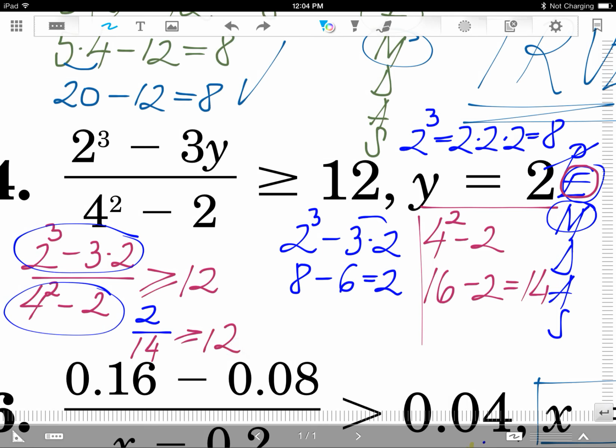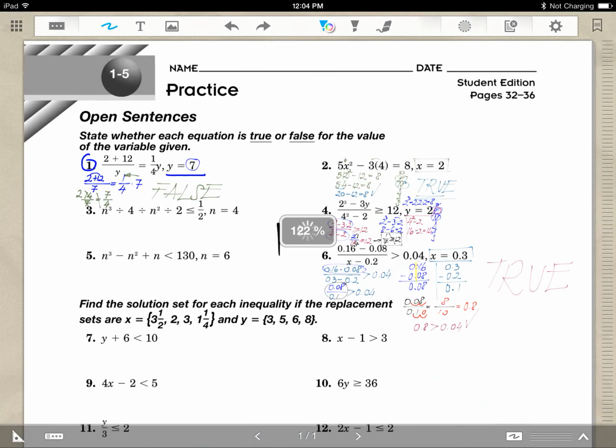What do you guys think? Well, if you're still not seeing it, you can go ahead and simplify this fraction, because 2 and 14 are divisible by 2, so if you divide each one by 2, 2 divided by 2 will be 1, 14 divided by 2 is going to be 7. So my expression will be 1 over 7 greater than or equal to 12. But that's false, right? That's not true. In this way, I can answer this question and say this one is false.